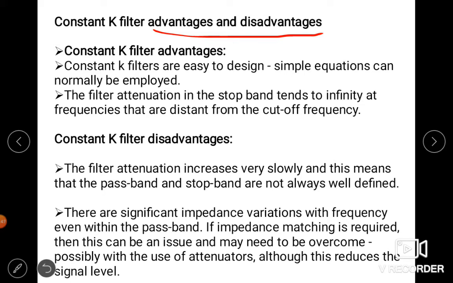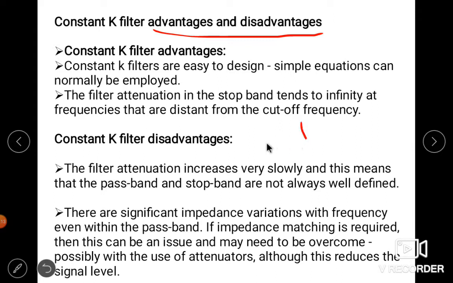And some disadvantage is that once the attenuation increases very slowly, this means the pass band and the stop band are not always well defined. Not well defined means the frequency, the lower range frequency, there are two frequencies there.